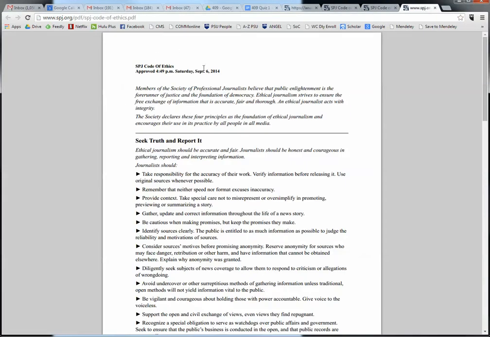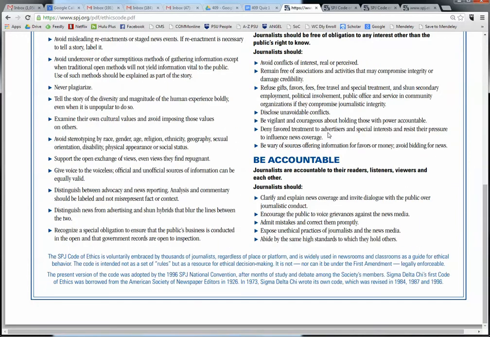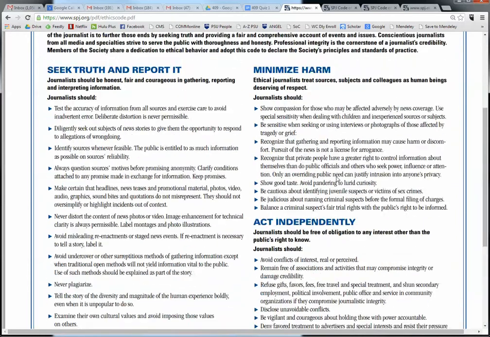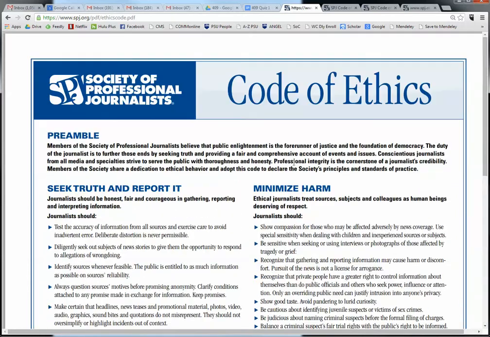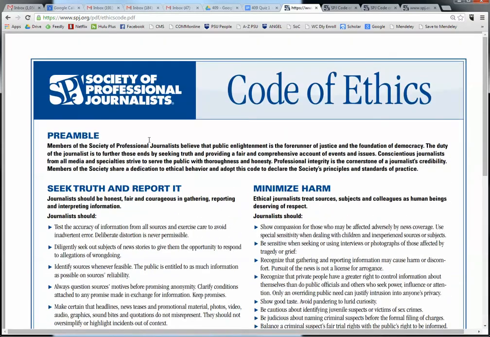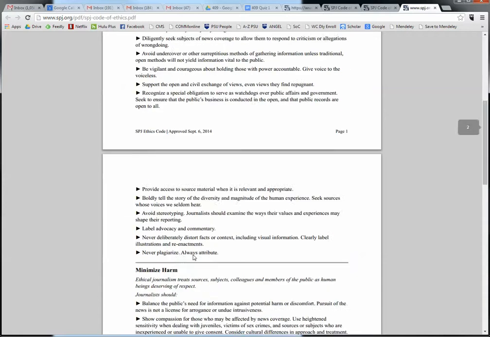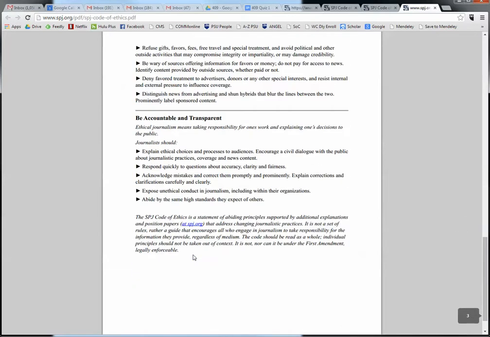And the problem is that SPJ just released a new version of their code on September 6th, which was 3 days ago. So the course is built around the previous version of the code, which you probably have if you took the one that's linked to in the course. This is the old version of the code, and it's been around for a long time. This is the new version of the code that was just released 3 days ago.